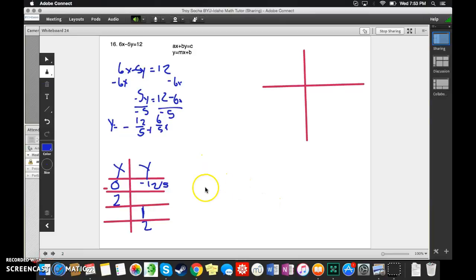If we have 2, we have negative 12 over 5 plus 6 over 5 times 2. Now I'm going to give you a second to work this one out and see if you get the same answer as me.